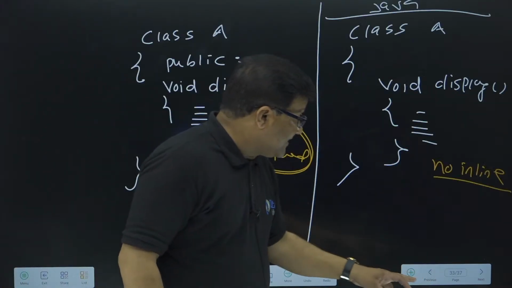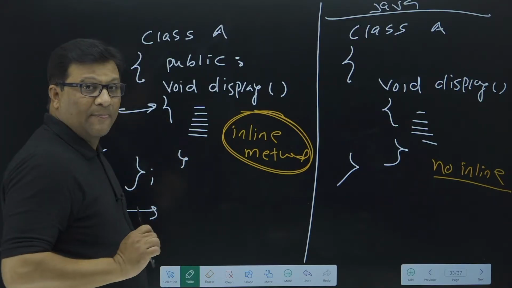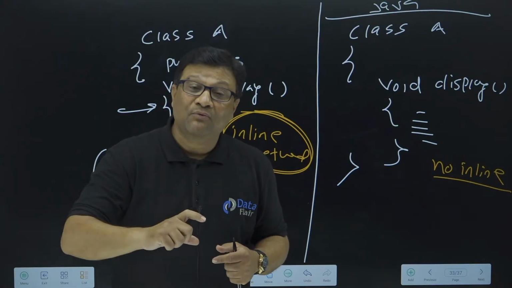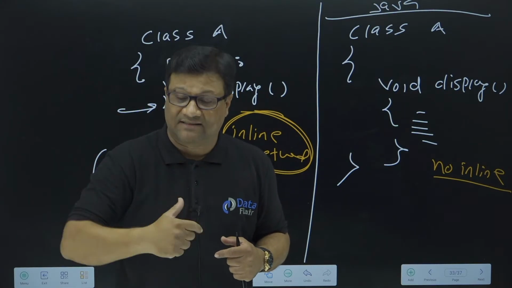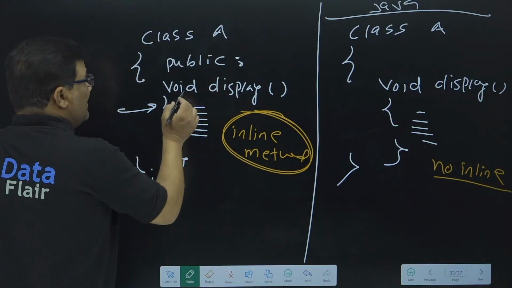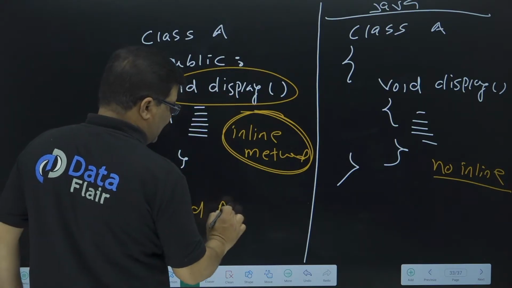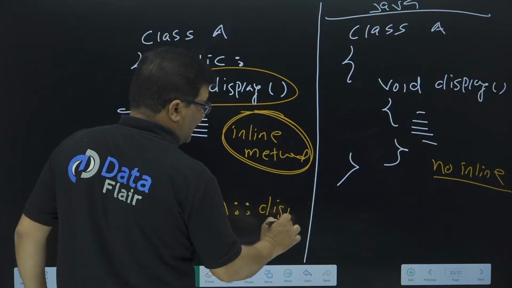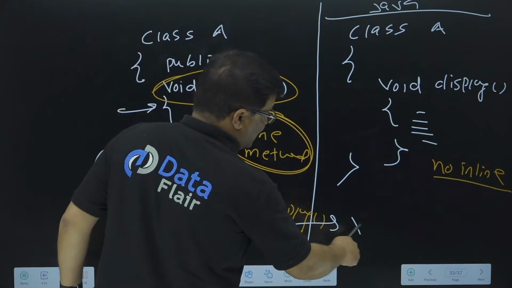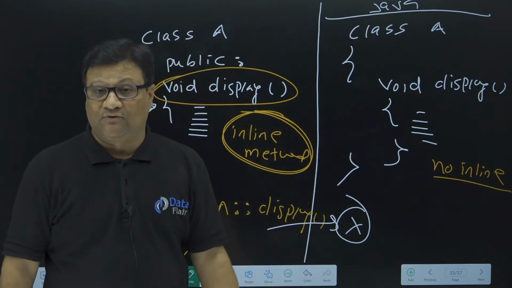In C++, it is possible to define a method inside a class only, and outside the class also. In C++, there are 2 ways. If you want, you can define a method inside a class, or you can define a method outside the class with the class name. To define the method outside the class, we write void, class name A, then the scope resolution operator, and then display. This is a practice in C++, but in Java, we don't have this kind of concept. Java does not allow writing anything outside the class. Every method you have to write inside the class only.